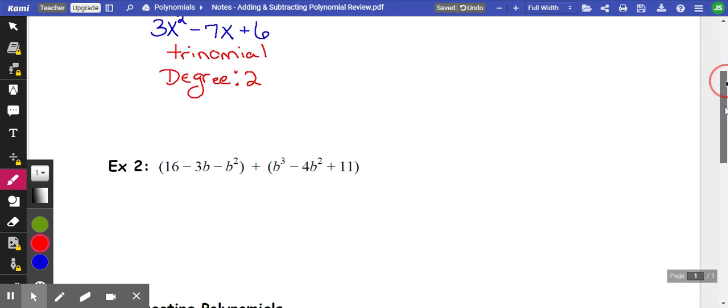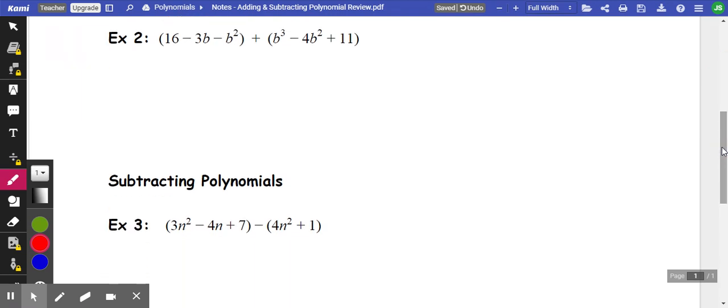Second one here, now we've got b's. An example 2. Okay, so once again, we've got 2 polynomials. We have 16 minus 3b minus b squared.